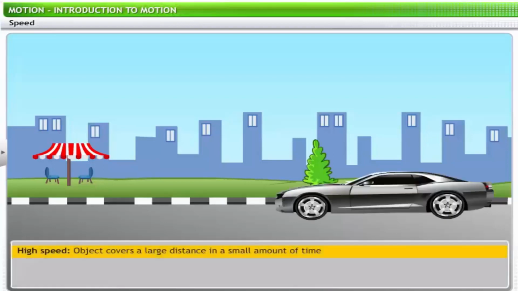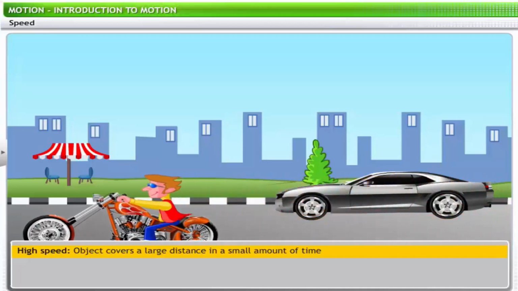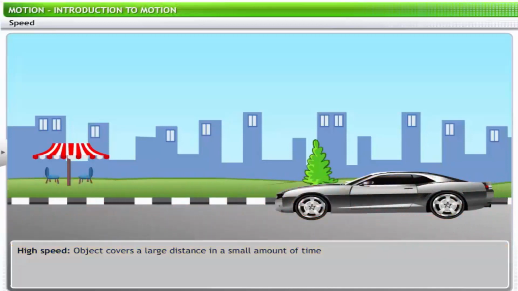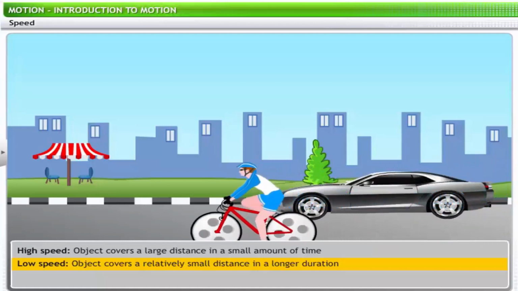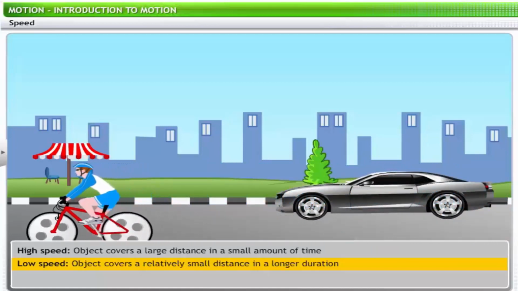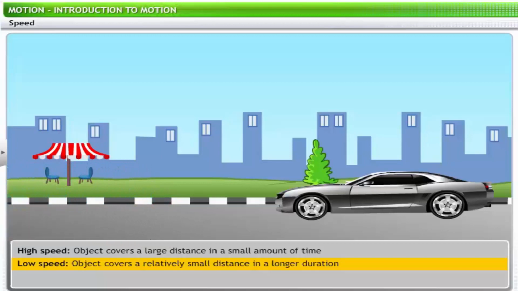Thus, an object that covers a relatively large distance in a short amount of time is moving at a high speed. Conversely, a slow-moving object has a low speed and covers a relatively small amount of distance in a relatively longer duration. An object at rest has no speed.